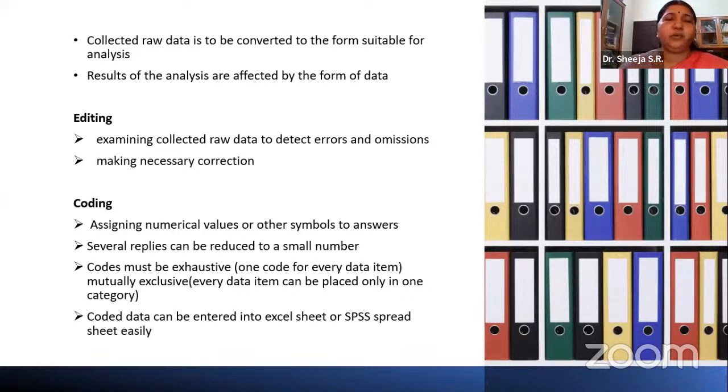That is important. While assigning numerical values or codes, you have to ensure that codes are exhaustive and mutually exclusive. Then coded data can be entered into an Excel sheet or SPSS. Nowadays, most often we will be using Excel or SPSS. SPSS is the Statistical Package for Social Science research. Coded data can be entered in an Excel sheet or SPSS spreadsheet very easily. These are the preliminary steps.